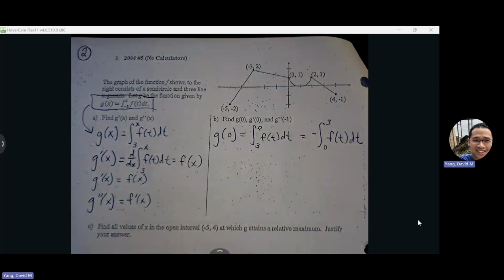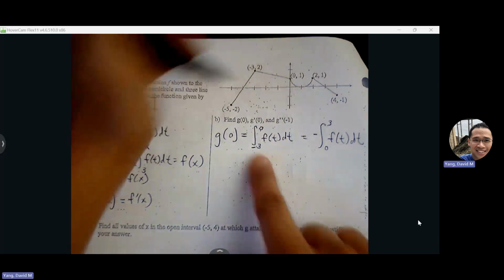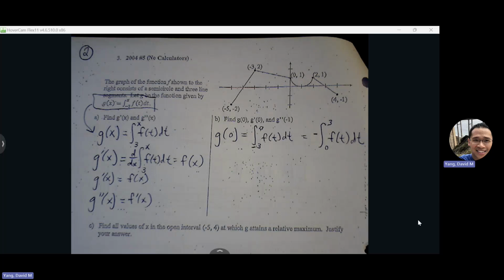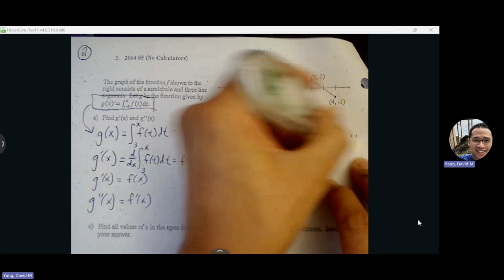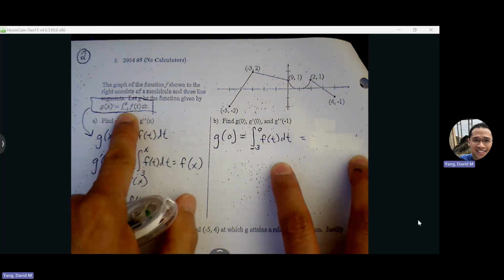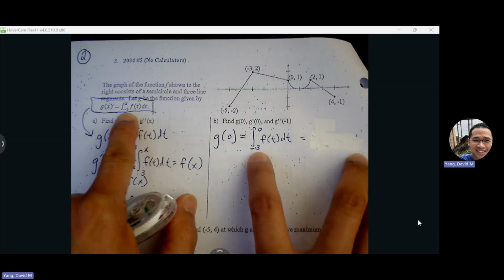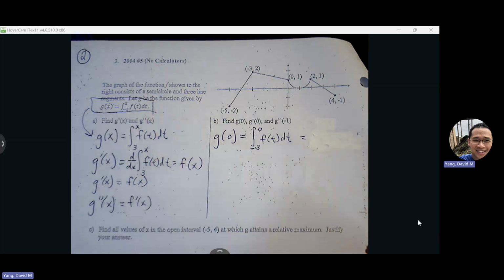Oh, my bad, it's -3. Sorry. So in that case, let's not change the bound. Thank you for showing, I misread it. So we're not going to change the bound. Sorry about that. The formula, the definition tells us -3 to 0. So we're just going to keep it in that form.